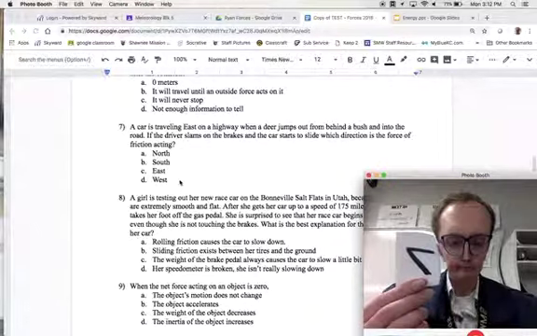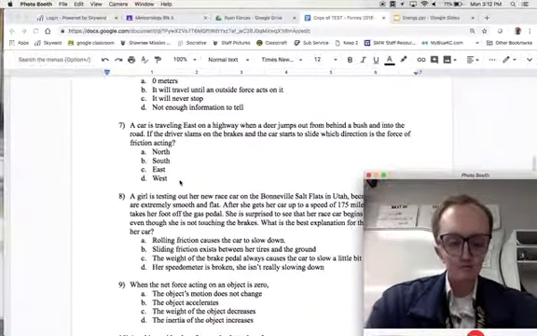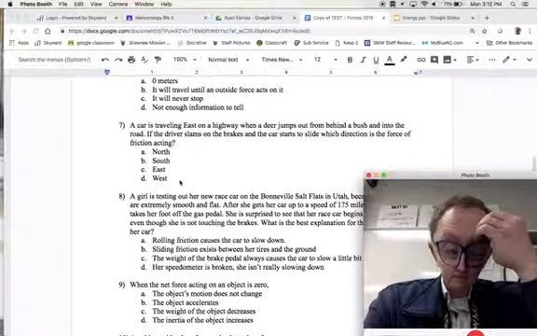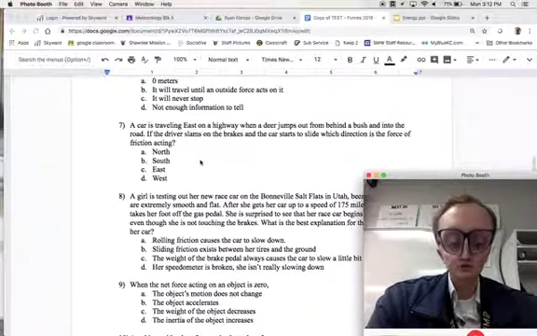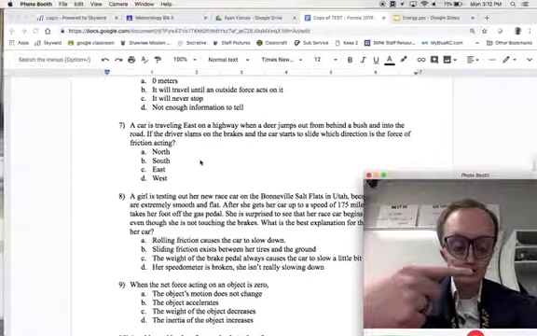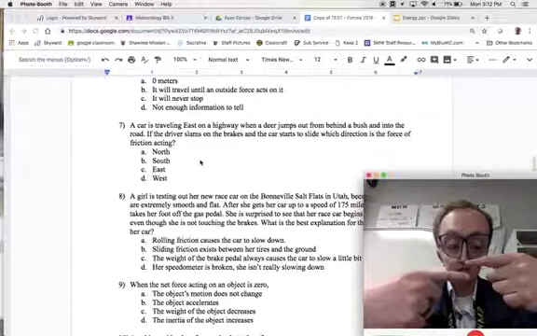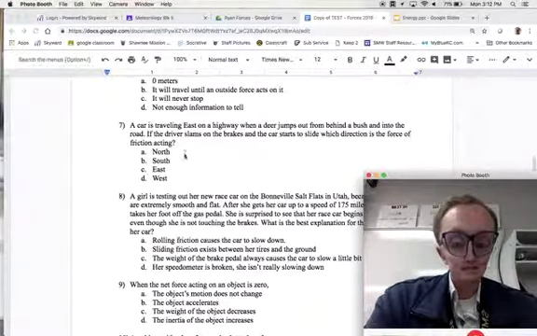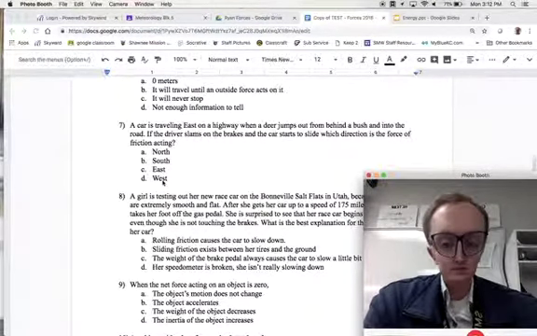Question number 7. A car is traveling east on a highway. A deer jumps out from behind a bush and into the road. So the driver is going to slam on the brakes. When they slam on the brakes, the car starts to slide. Now, which direction is the force of friction? Remember, friction always works against motion, right? So if the car is traveling to the east and sliding to the east, then friction has to be to the west, the opposite direction.